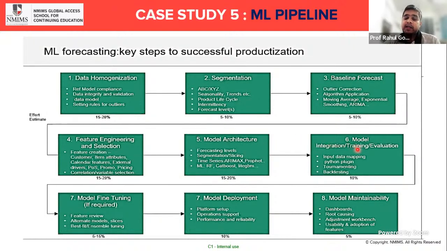After that, we train the model. We split our historical sales data into train and test data. We do a tournament. Tournament is basically to select the best available algorithm, the one giving the least error for the test period. After that, we do model fine tuning to see if more features can be added or deleted to further give better accuracy. After the model is finalized and signed off by the client, model deployment is done into an environment so that automated forecast can be generated.